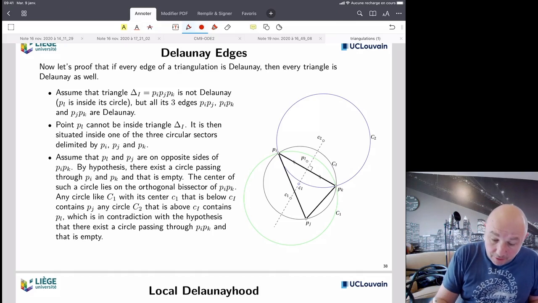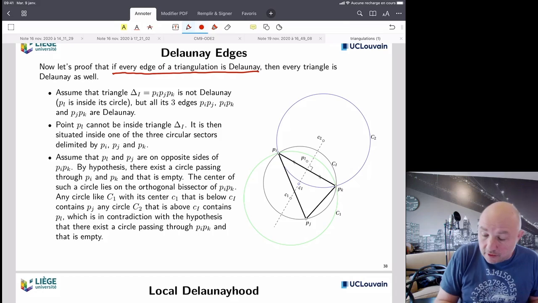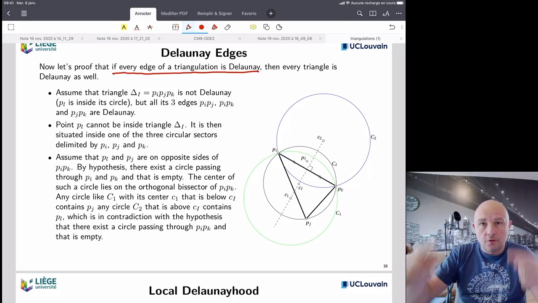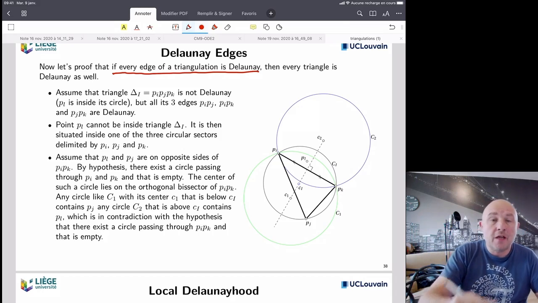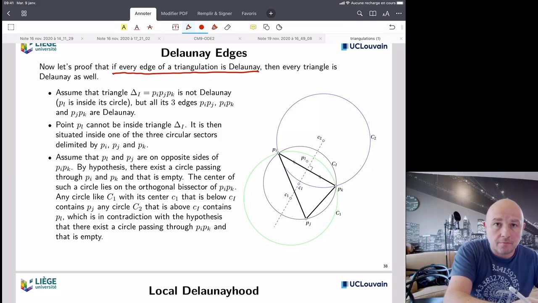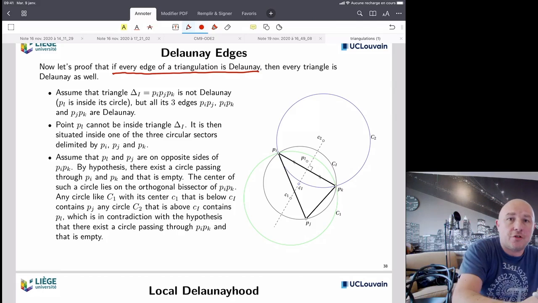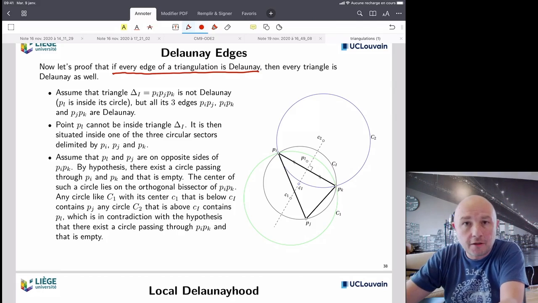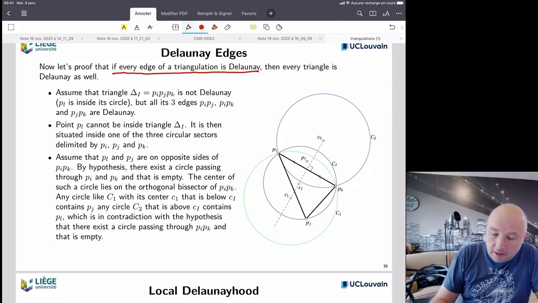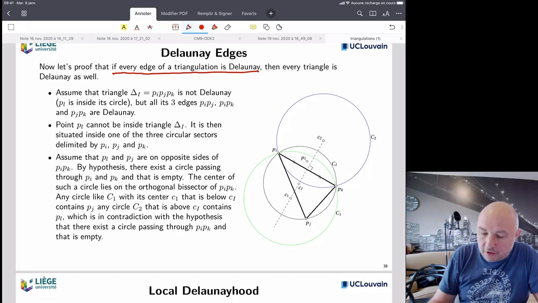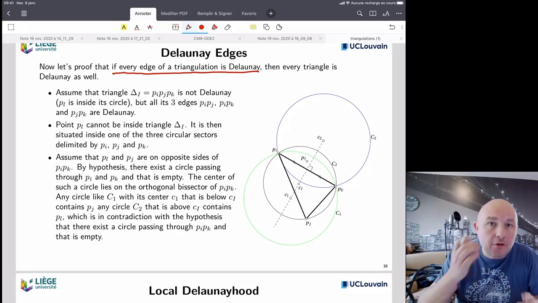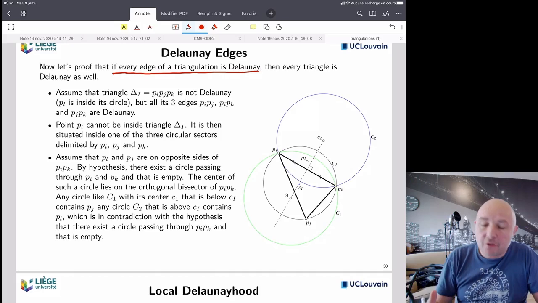So we assume now that every edge of the triangulation is Delaunay. Every triangle is Delaunay. We've proved that every triangle being Delaunay gives that every edge is Delaunay. Now we prove that if every edge is Delaunay, then every triangle is Delaunay. So every edge of the triangulation is Delaunay. It means that every edge has an empty circle. We are going to prove it again by contradiction.